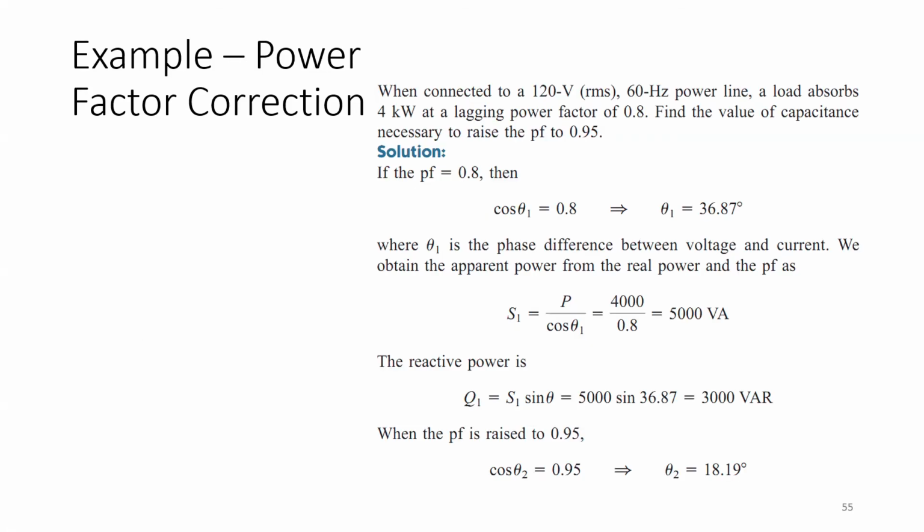Here is an example. When connected to a 120 volt RMS 60 Hz power line, a load absorbs 4 kilowatts at a lagging power factor of 0.8. Find the value of capacitance necessary to raise the power factor to 0.95. So everything is now given. From this power factor, we can calculate theta 1, and the target power factor is 0.95. With this, we can calculate theta 2. Theta 1 and theta 2 are now known.